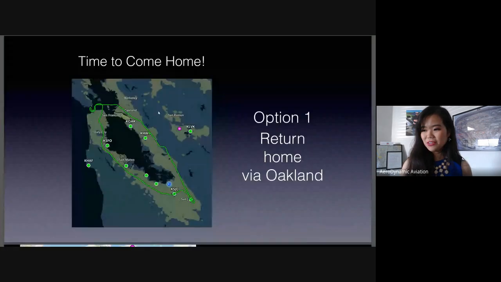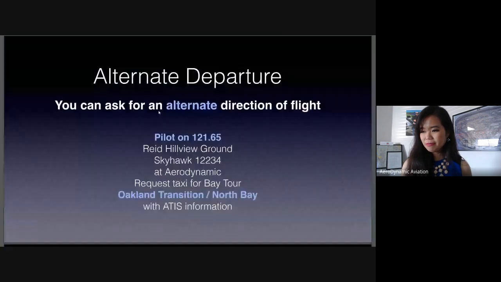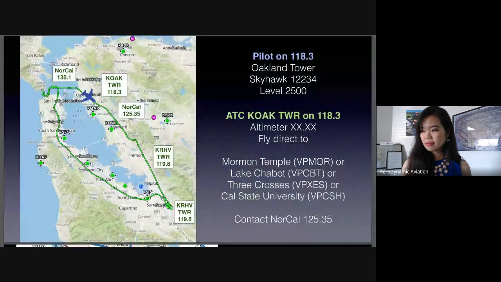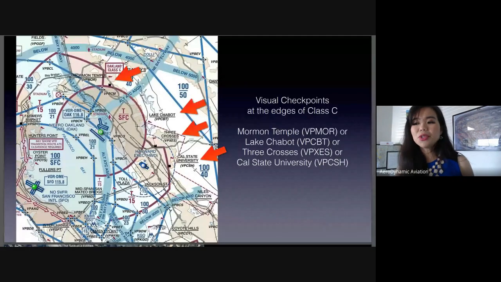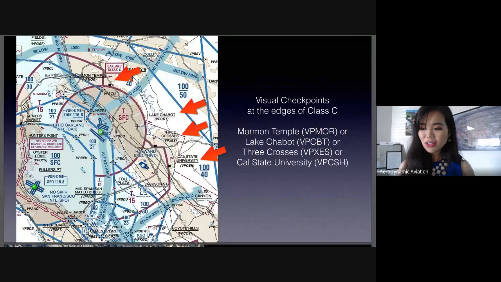And then I'll show right here. The first one is the Mormon Temple. It's north of Oakland, and it's the edge of Class Charlie. The second one is Lake Chabot. It's east of Oakland Airport, and at the edge of Class Charlie. Next one is the Three Crosses right south of that, and Cal State south of that. Those are the 4 different locations that Oakland Tower might tell you to fly the route to. Does that answer your question, Jay?